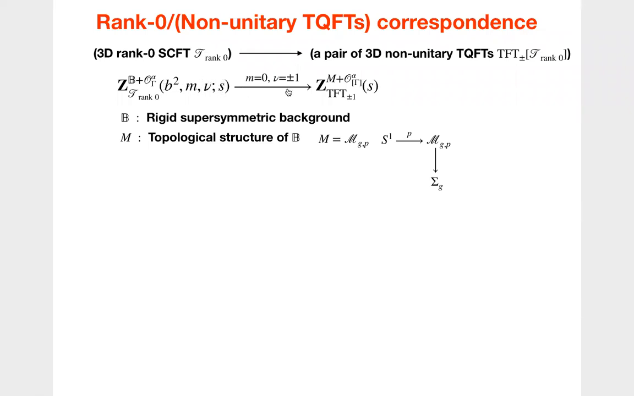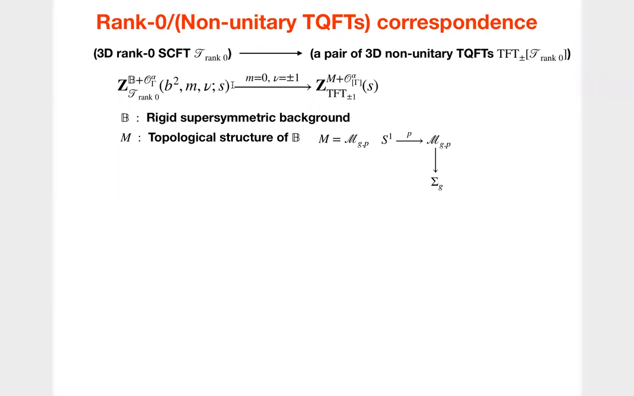Then we take a certain degenerate limit, taking some parameter to a certain limit. What we are claiming is that this partition function will depend only on the topological information of this supersymmetric background, and will become the partition function of non-unitary TQFTs on this topological background. In the least supersymmetric background, there is a lot of dependence other than the topological information. It depends on the choice of the supersymmetric metric, some choice of the background R-symmetry flux, and lots of other extra information.